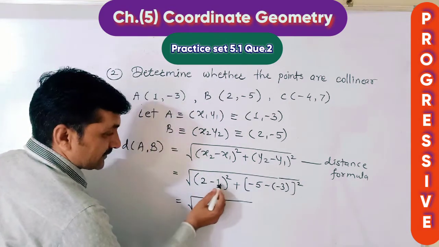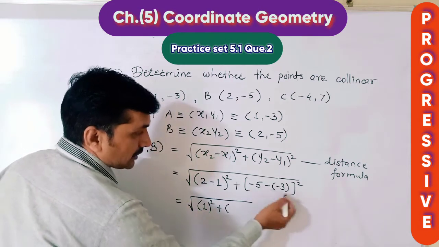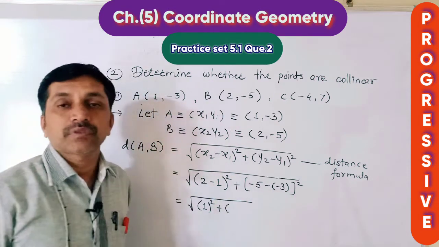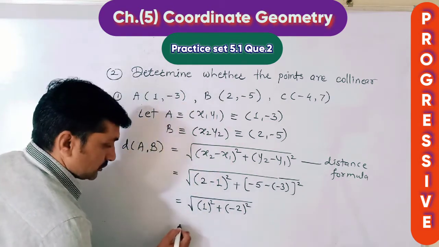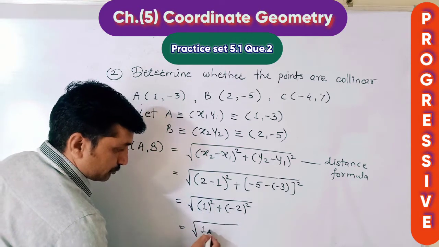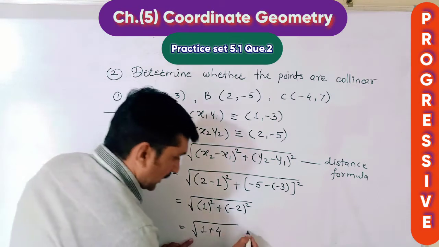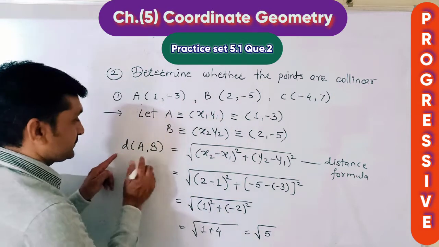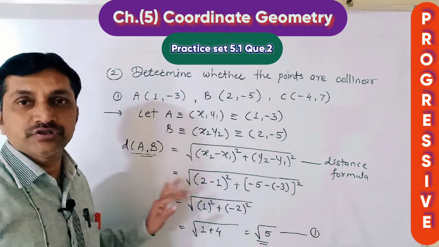Now solve here. 2 minus 1 is 1. Bracket square. Plus, in bracket, now you see, directly you can solve. Minus 5, minus minus plus 3. Minus 5 plus 3 is minus 2. Minus 2 bracket square. Now squares: 1 square is 1, plus square of minus 2 is 4. Now add: it is equal to the square root of 1 plus 4, 5. Therefore distance AB we got is square root of 5. Give number 1. The first distance we got.